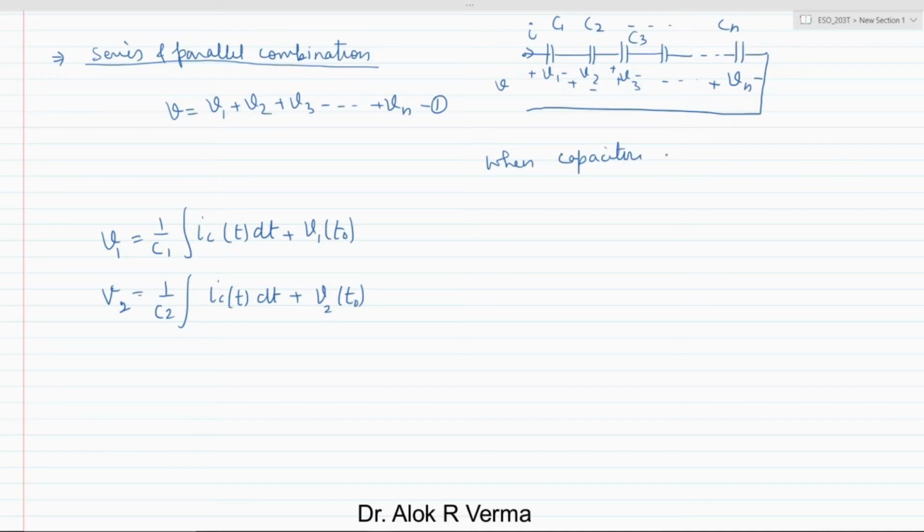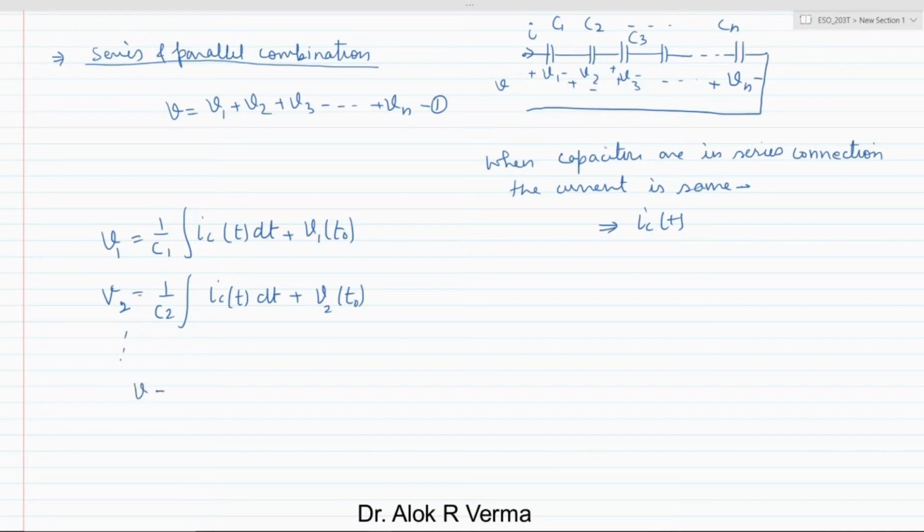Capacitors are in series connection, the current is the same, which is flowing through the capacitor C1, C2 and Cn. So the current, suppose, is IC at time t, with initial voltages corresponding V naught. Okay, so this is the current. Similarly, you have all the voltages.